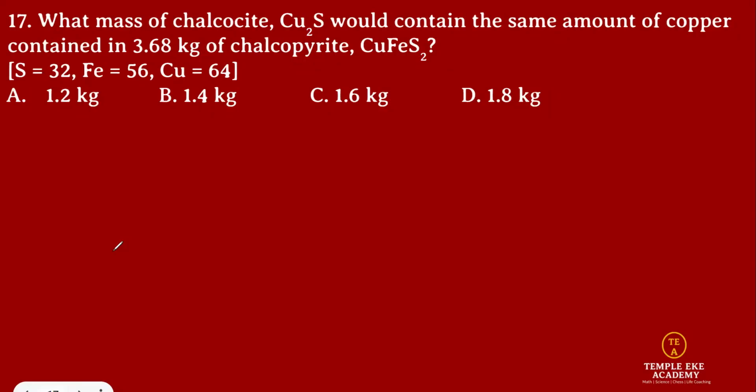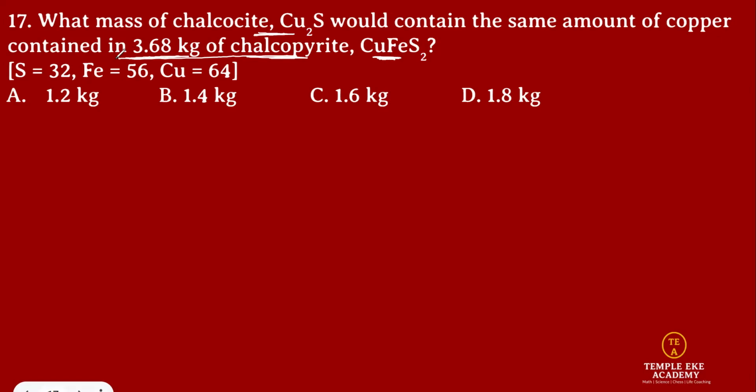All right, this is a calculation on chemical composition stoichiometry. And we are asked to find the mass of chalcocite, that's an ore of copper, that would contain the same amount of copper contained in 3.68 grams of chalcopyrite, another ore of copper. So we have to work from, let's go for the analysis.